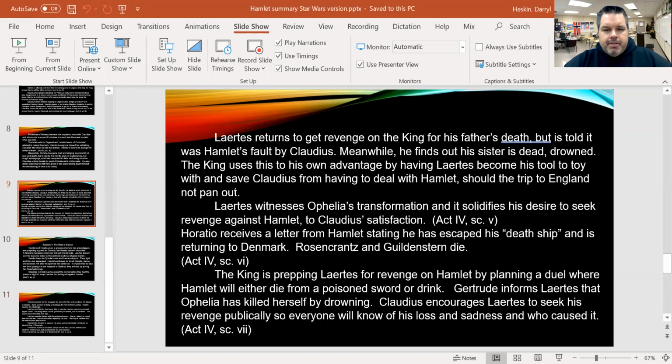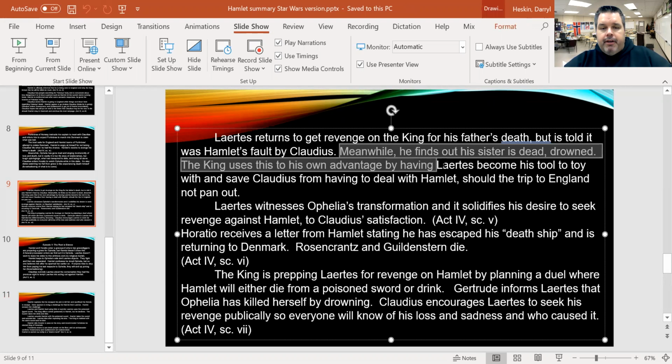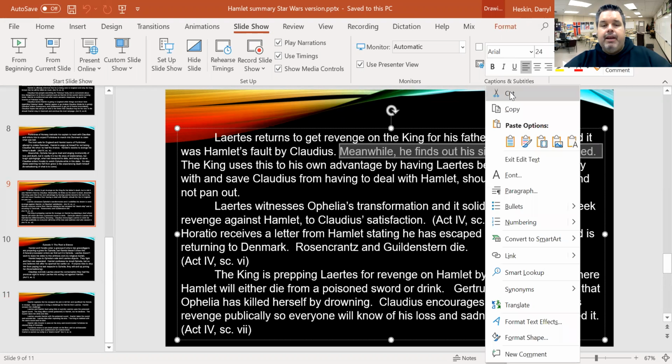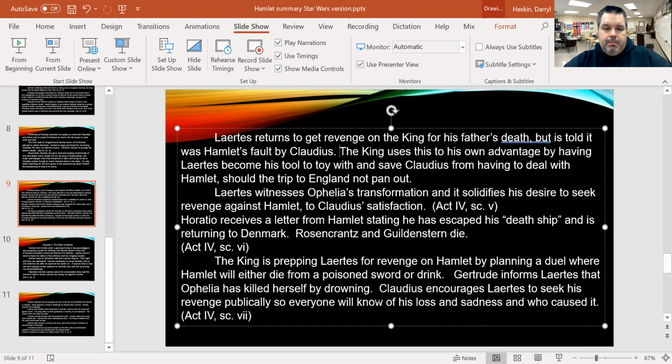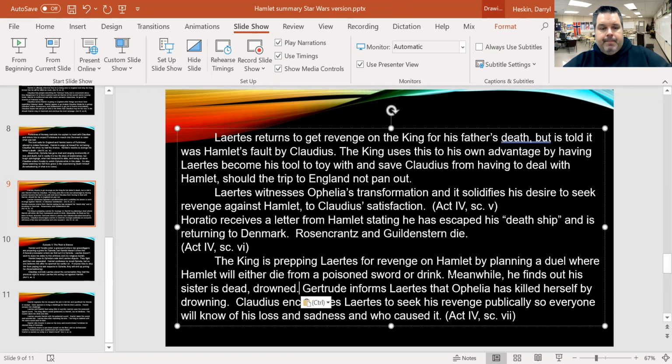Now, I mentioned in scene 5 that Laertes had found out about his sister being dead and drowned, but that doesn't happen. So that's an error on my part. So this point here, right there, needs to come out. And so I'm going to cut that out, and I'm going to put it here. And I'm just going to fix it up a bit here.